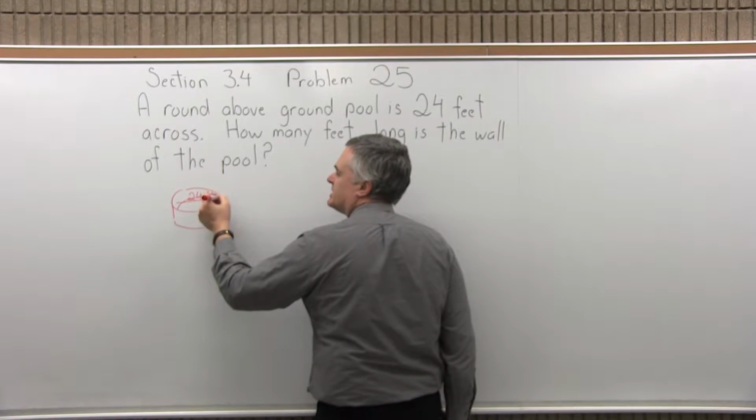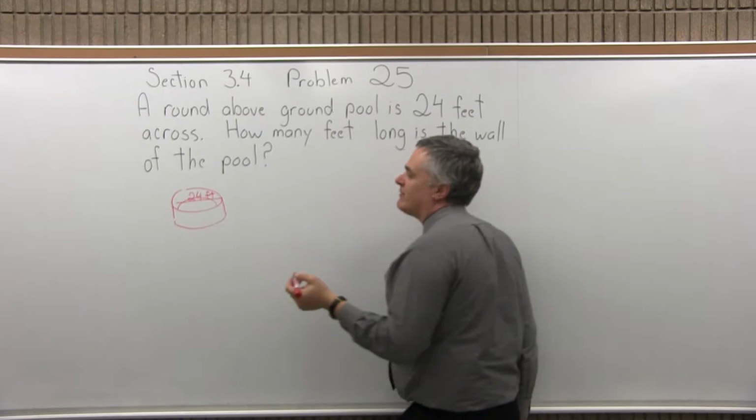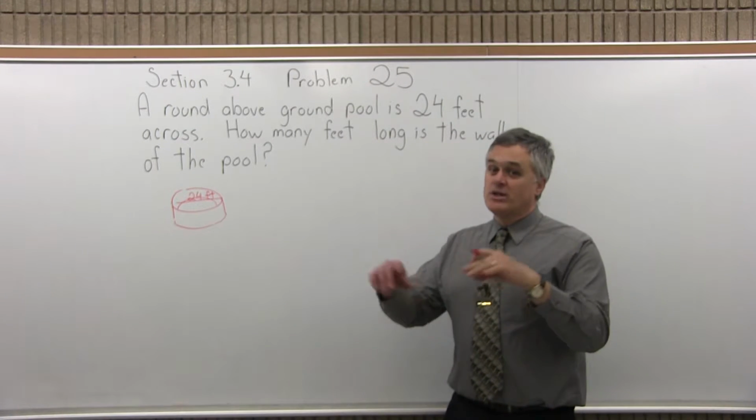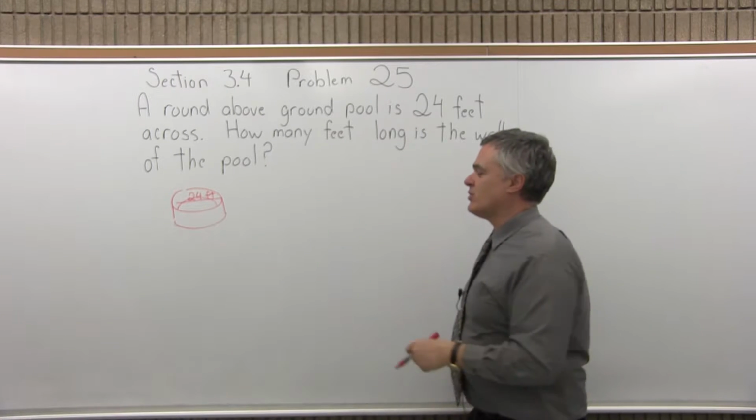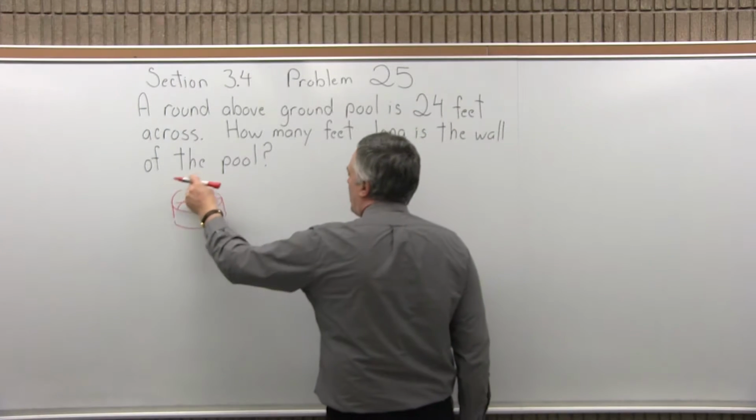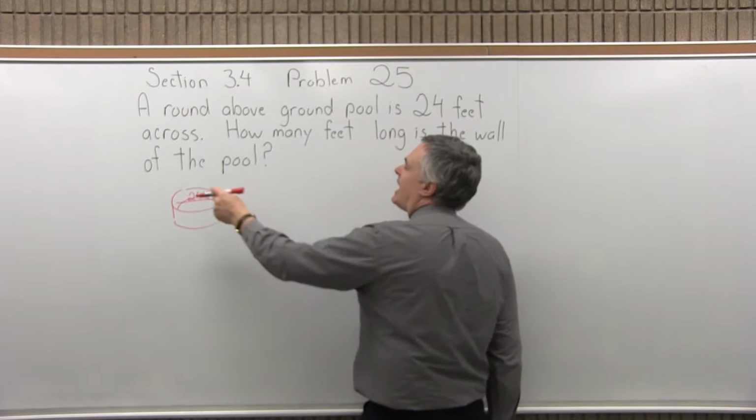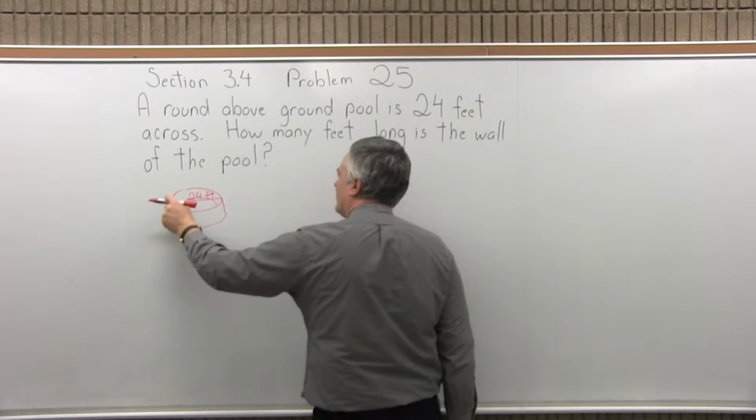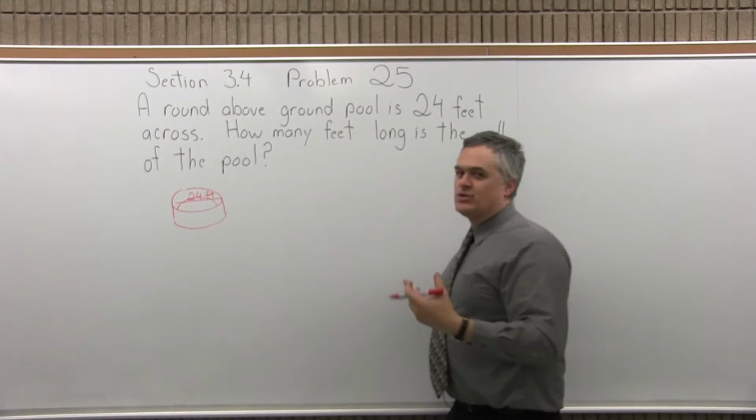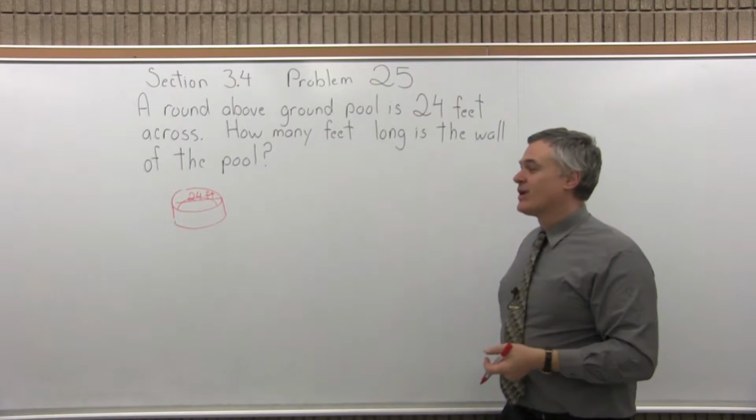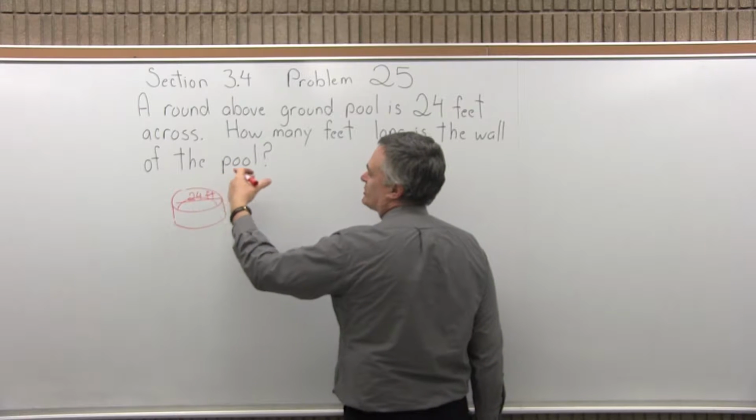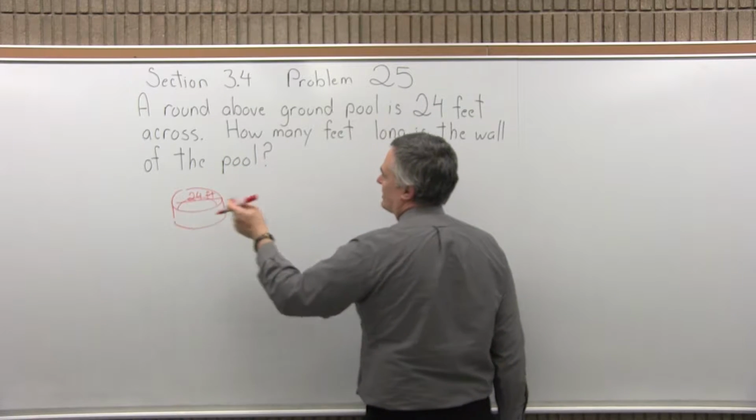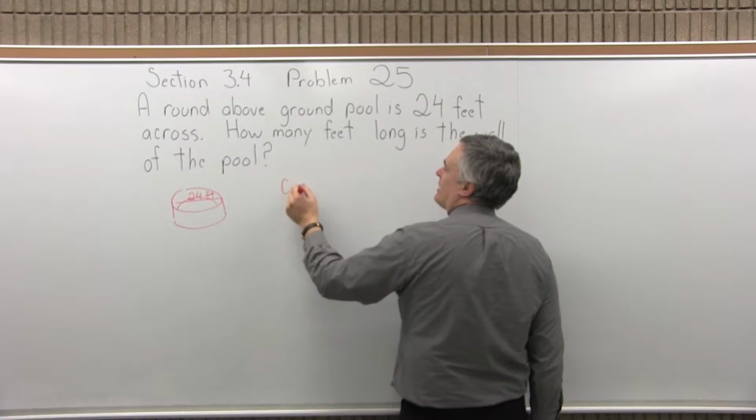These round above ground pools typically have a galvanized steel wall. That's one big long wall that you make the circle out of, put in the liner, fill it up with water. So how long the wall really is, is how much distance is around the outside edge of that circular pool. So we're asking for the circumference. That's what you really need to realize. Basically this is a big metal circle that's 24 feet across. What's the circumference is what the problem amounts to.